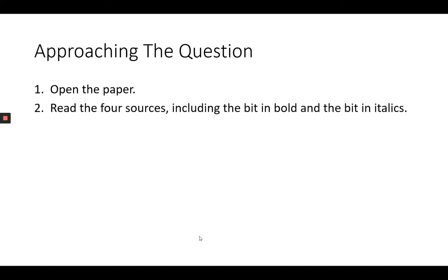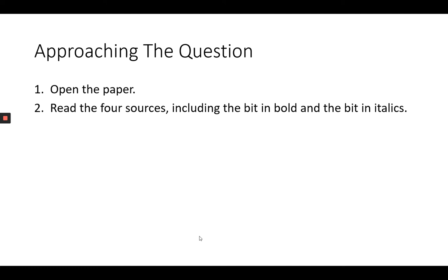Before you read the question, genuinely, I would do this before reading the question. Read the four sources, including the bit in bold, which will be up the top and which will say something like a Liberal cabinet minister discusses, and the bit in italics, which will be down the bottom and says something like, usually we have David Lloyd George, Chancellor of the Exchequer, 1911, in a speech to the House of Commons, something like that.